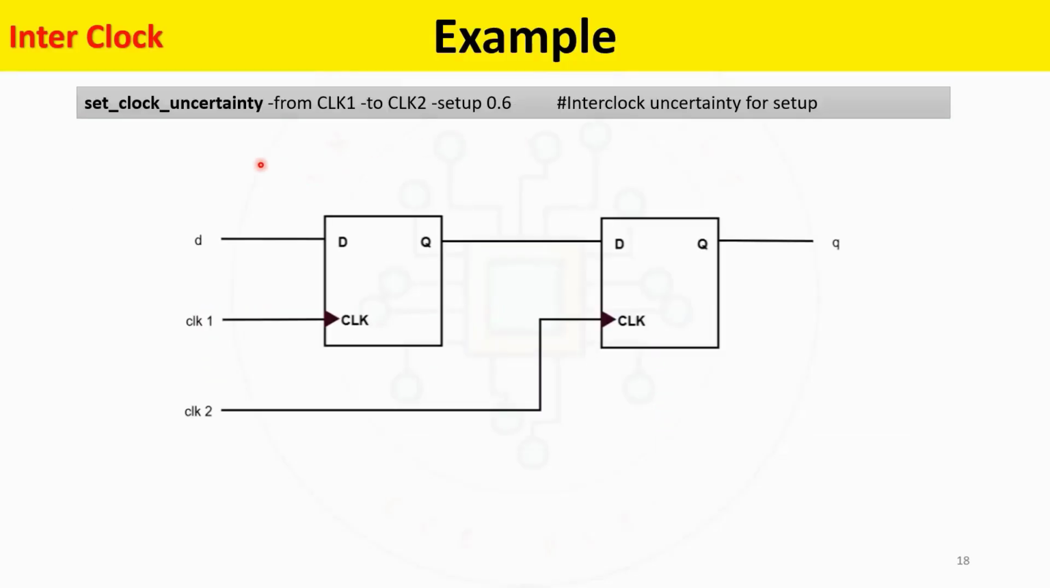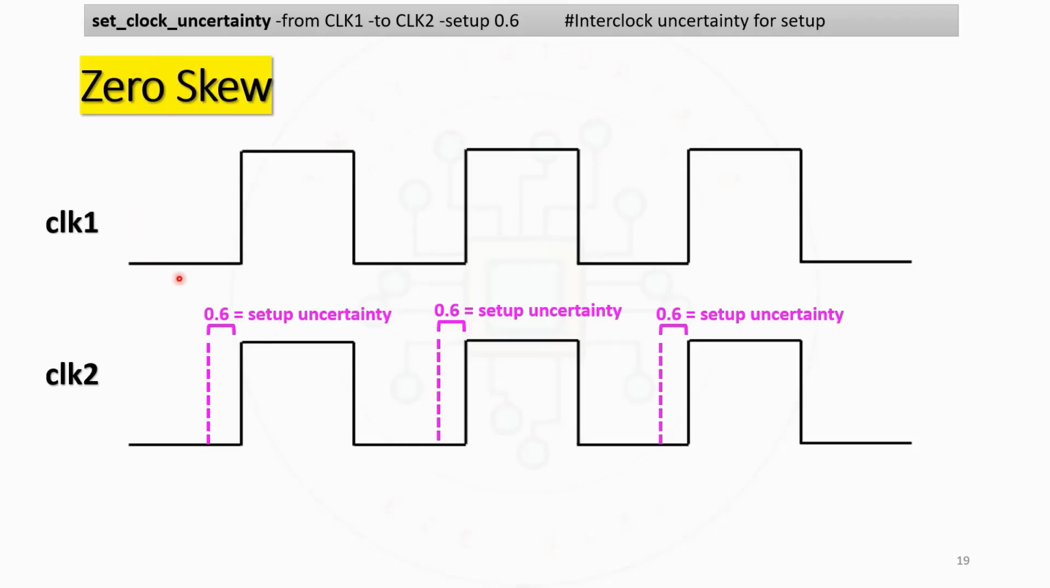So here, if you observe, we are taking two different clocks. I'll be explaining three cases: when there is no skew between clock 1 and clock 2, that is zero skew, then positive skew, and negative skew. So let us see zero skew. Here there is no skew difference, I mean the starting points are the same. According to the constraint, the setup uncertainty value is 0.6. Make sure this uncertainty will be checked at the capture clock. You can see this figure in case of zero skew.